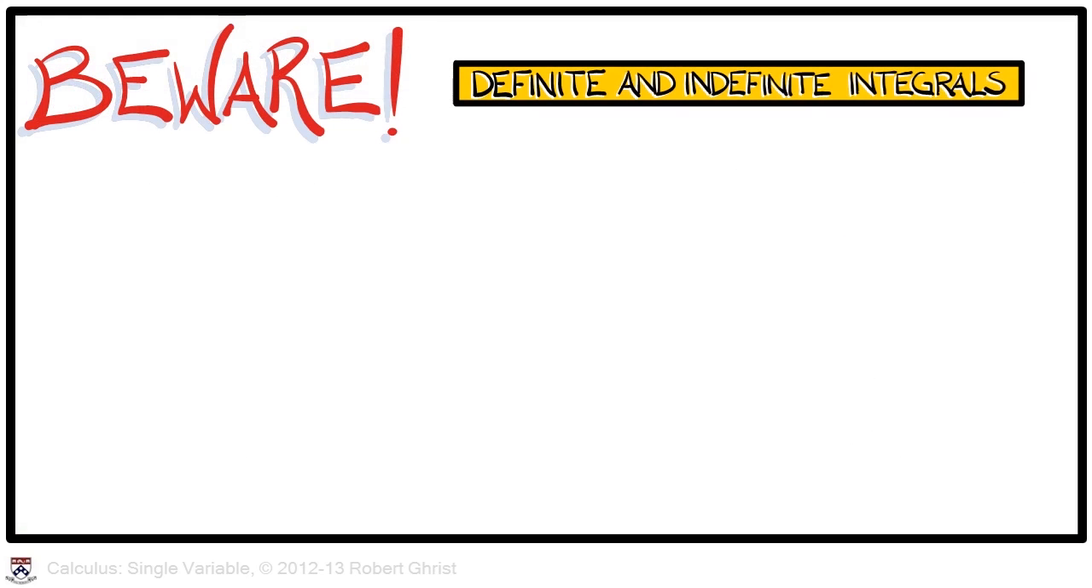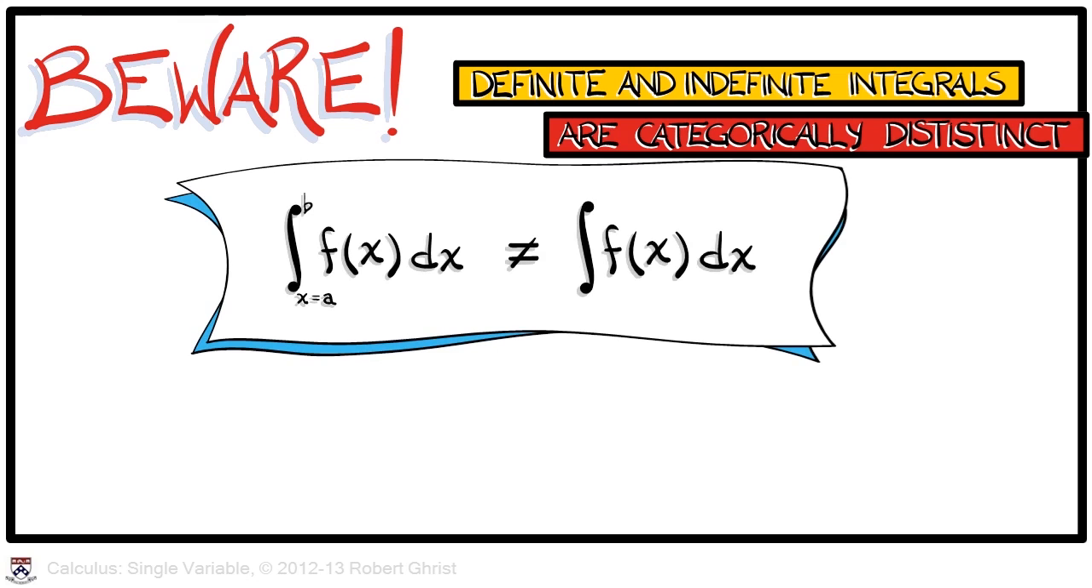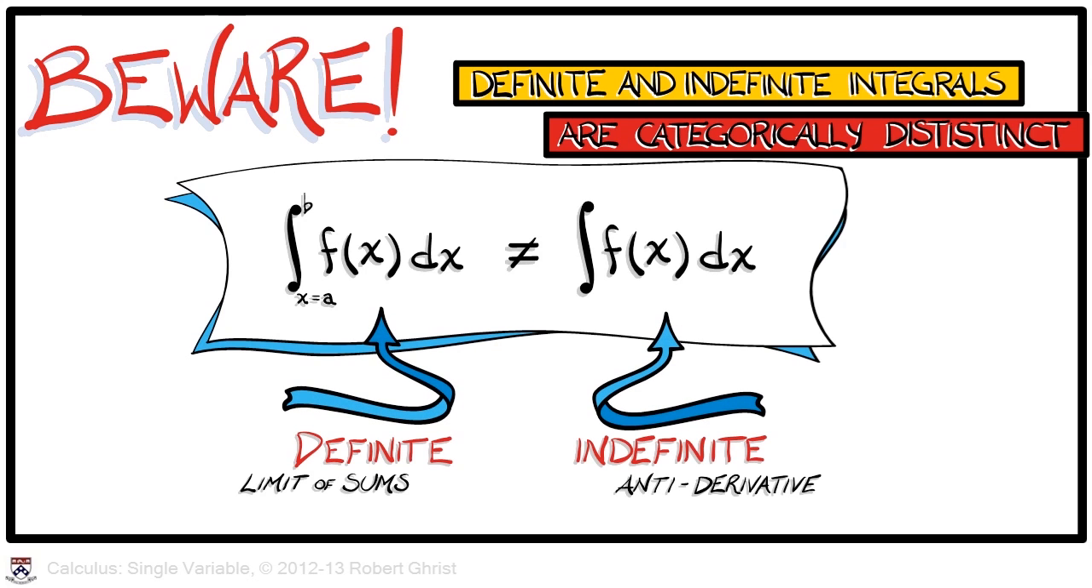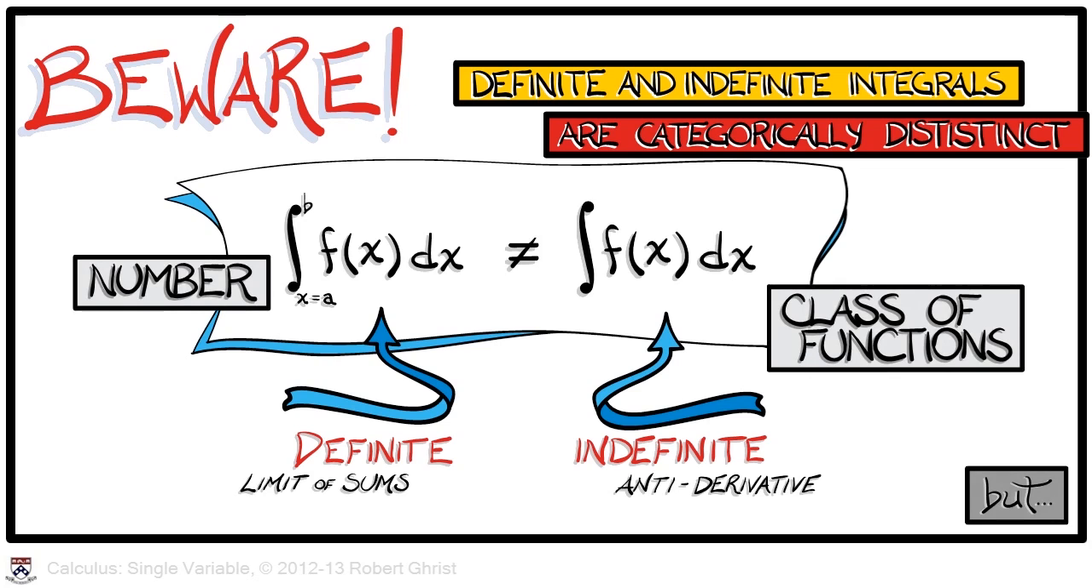Now, in general, you're going to have to be careful. Definite and indefinite integrals are not the same type of object, even though they have similar notation. A definite integral is a number and a limit of sums. The indefinite integral is an antiderivative and a class of functions. We'll soon see what they have in common.